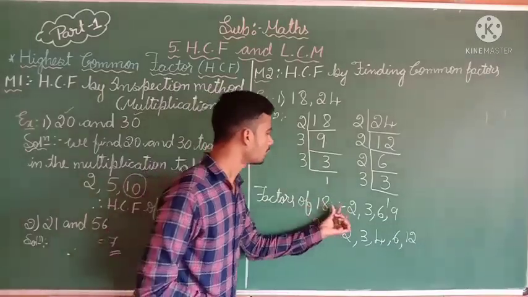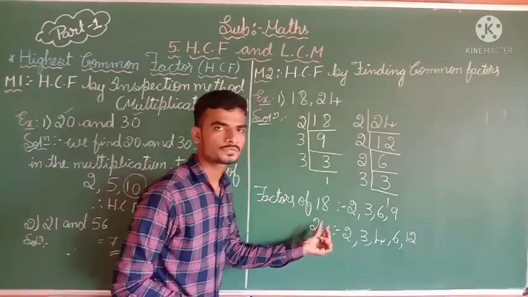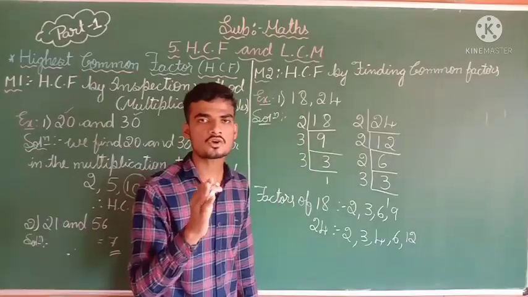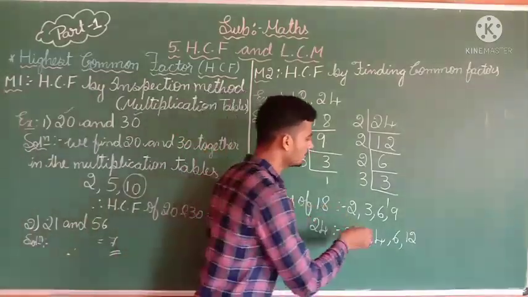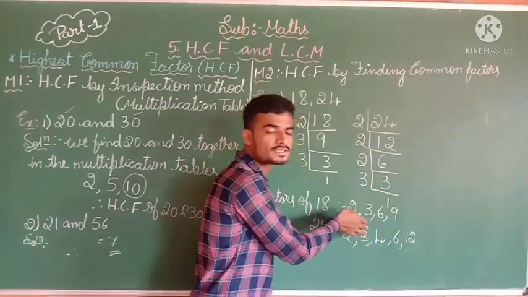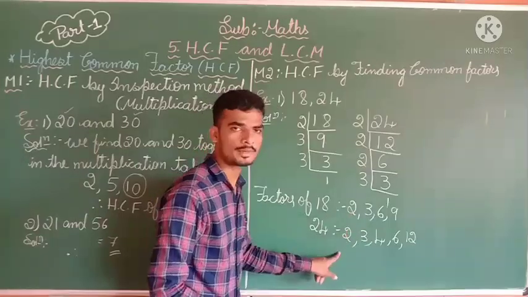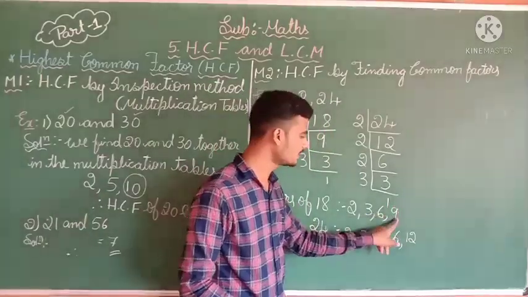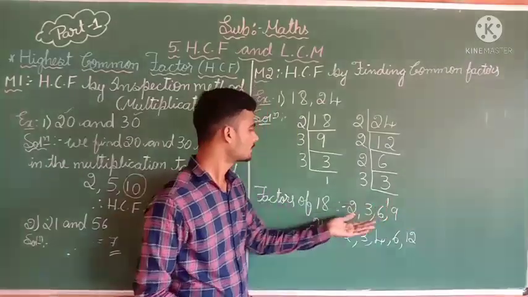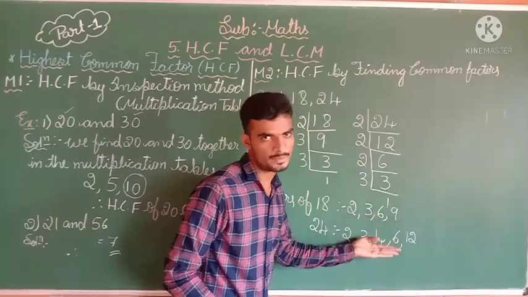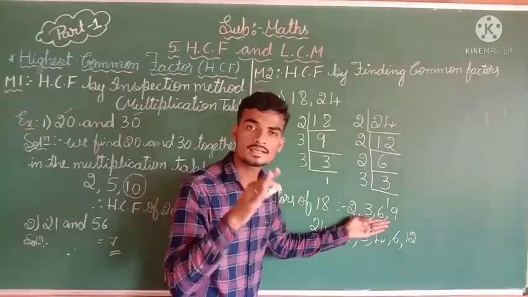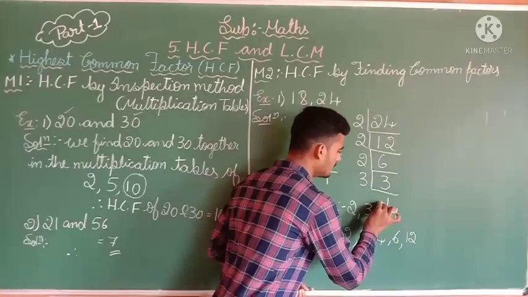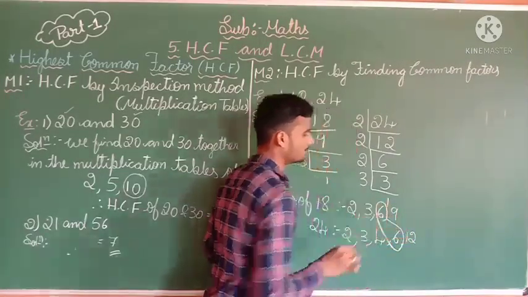Okay, so now we got the factors of 18 and 24. In this we want to find the highest common factor, which is, in both these numbers, which number is common? 2 is common, and 3 is also common, then 6 is also common, but 4 is not present here, 9 is also not present here, 12 is not present here. So 2, 3, 6, these three are common. Among these three, the highest number is 6. 6 is the highest common factor.